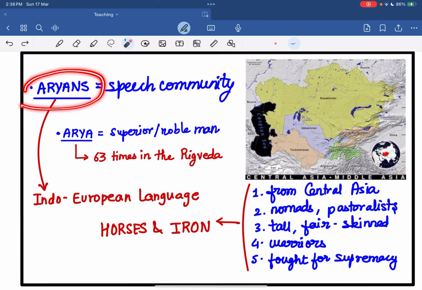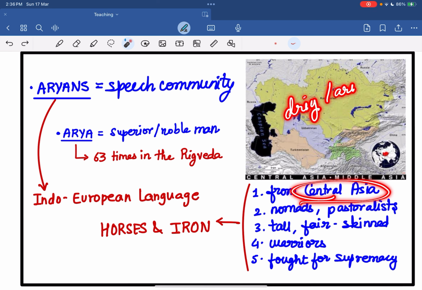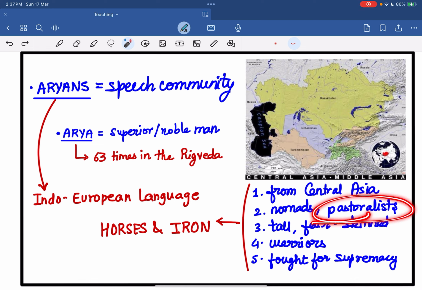Now, when we talk about the Aryans, where did they come from? They came from the Central Asian region. One thing is for sure, they were nomads, a pastoral community. Central Asia happens to be a dry and arid region. So they had to move. They were looking for food, so they had to move. They were pastoral communities as well, so they moved with their cattle. And you'll have to understand that their cattle was sacred to them.